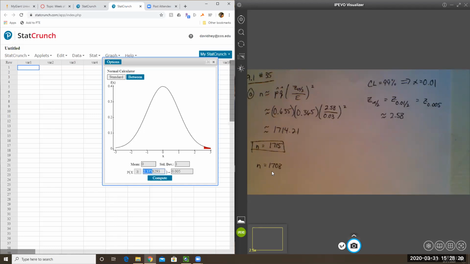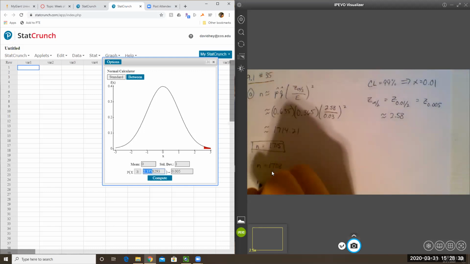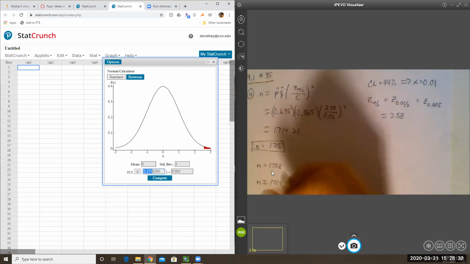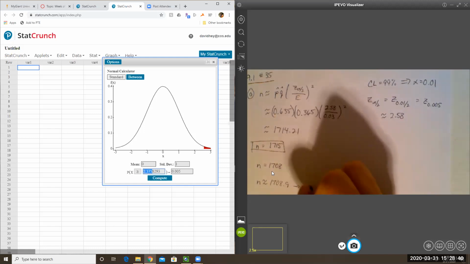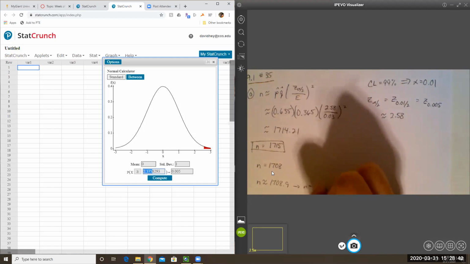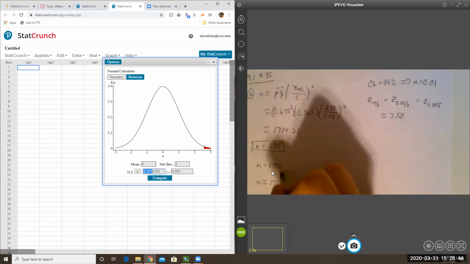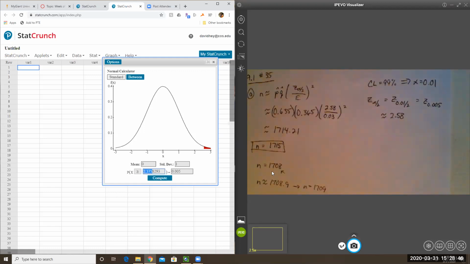So let me go back and replace the 2.58 with 2.576, and yeah, I get closer. I still don't get quite the same thing. I get n is approximately 1708.9, so really we would say n equals 1709, right? It's still different than what the book is getting, but it's closer.